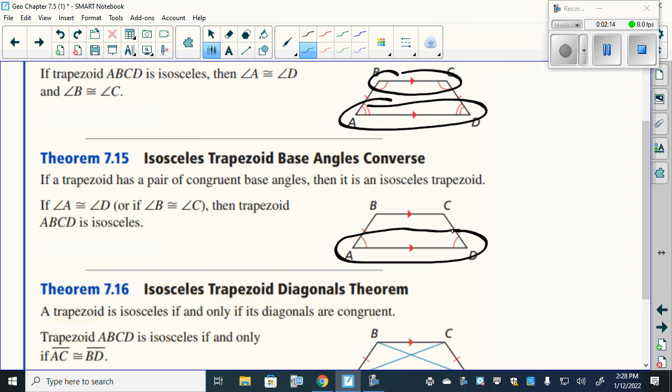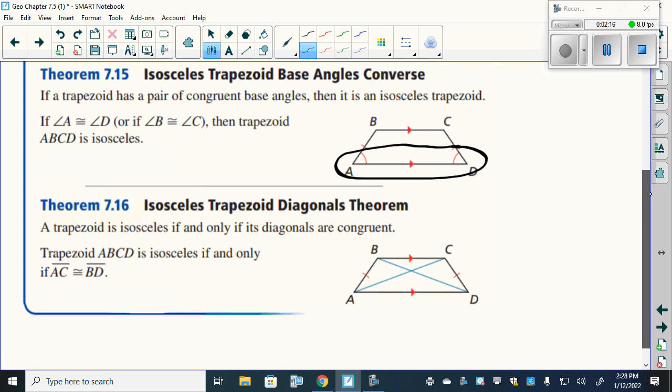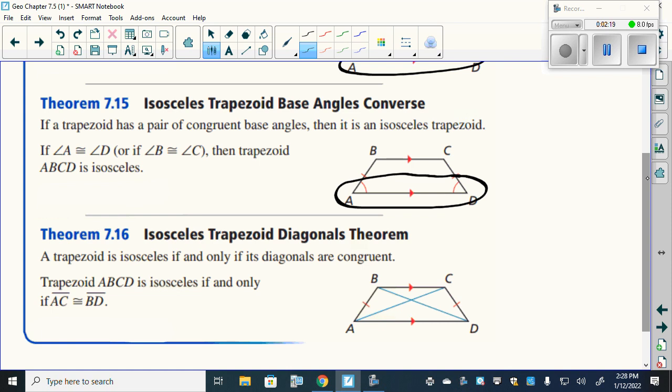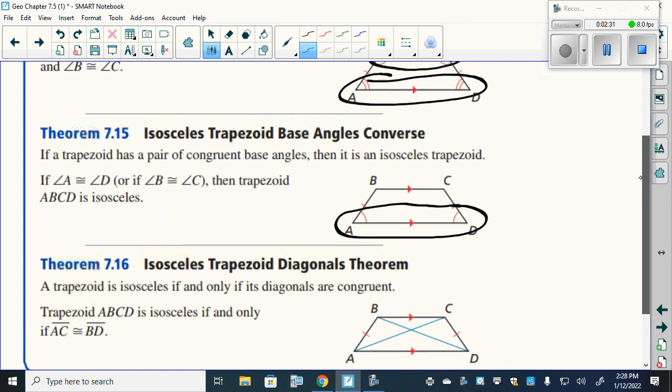One of the other main properties that we have is if the diagonals in a trapezoid are congruent, then it's going to be isosceles. If a trapezoid is isosceles, then the diagonals are congruent to each other. Any questions over any of this so far?